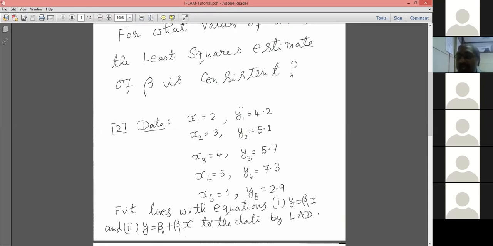So you have to order the zi values. Zi is what? Yi by xi. So you have to order the zi values in that weight distribution. Okay, do it and tell me what it is. Okay, sir.